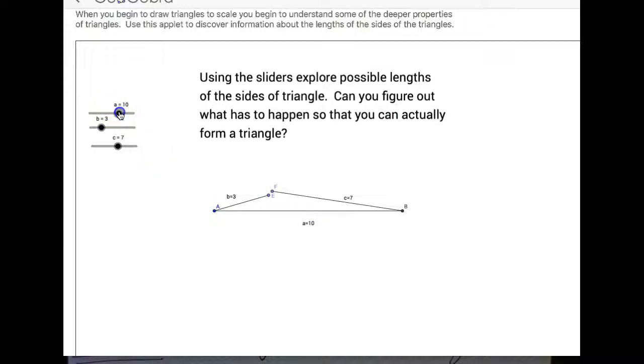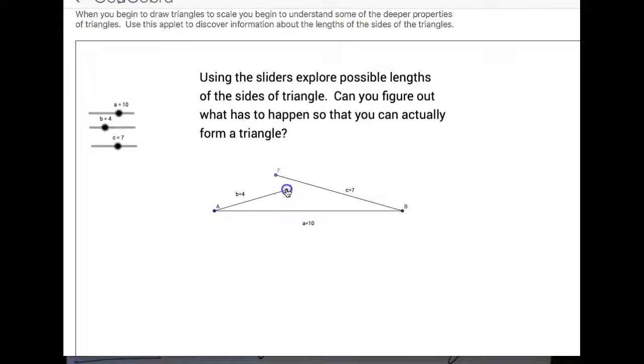Let's see what happens if we make one of these a little bit longer. So let's make this 4. So now we have side B is 4, side C is 7, and side A is still 10. 4 plus 7 is 11.